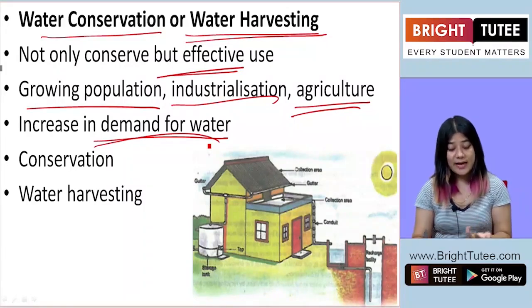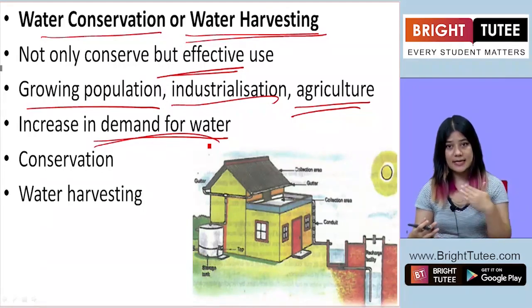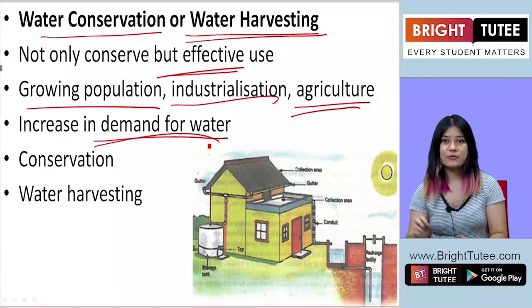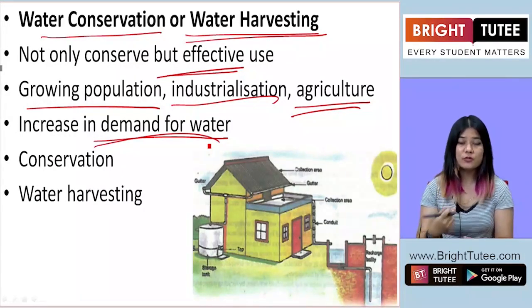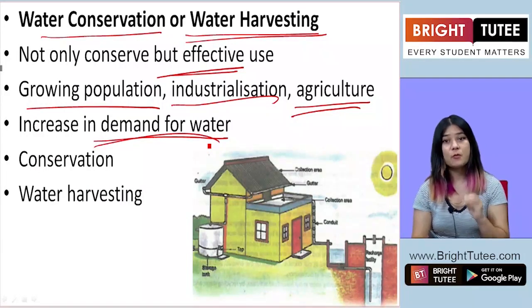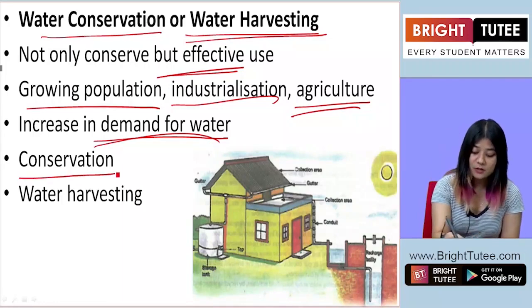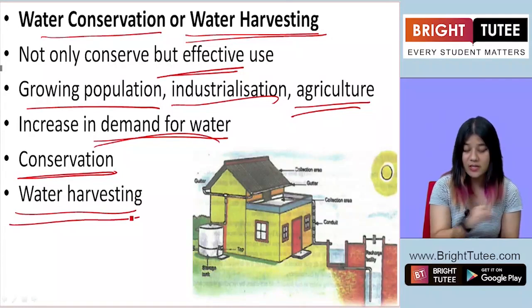Okay? So with that, what happens? The amount of water gets less and less and less. We are overusing the water. We are uselessly using the water. We are not being careful with our use of water. We are not using the water effectively, alright? Because of this reason, we have to conserve the water. One of the ways to conserve the water is water harvesting.